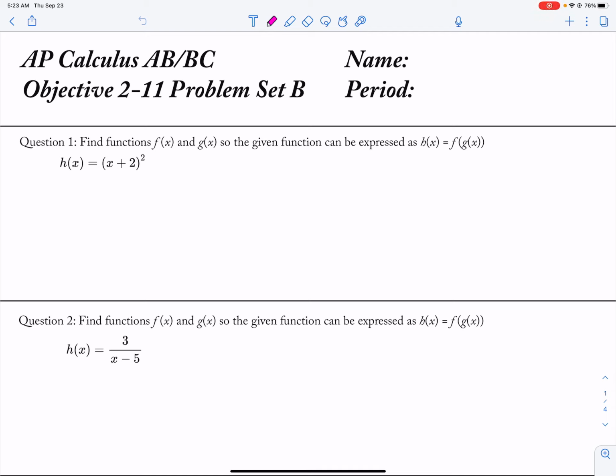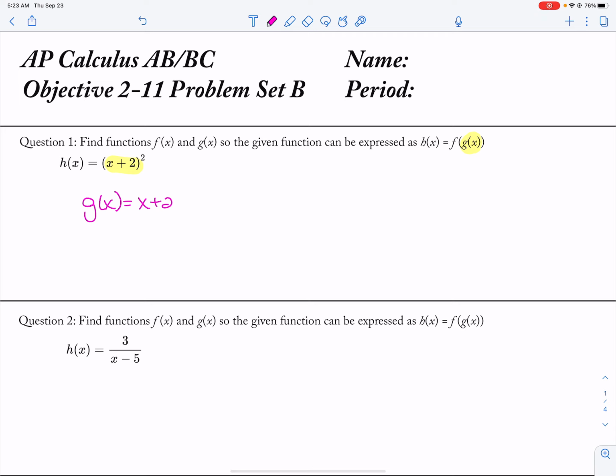Okay, now for this section, what I'm doing is I'm looking at the composition. So I'm looking at what the inside function is and what the outside function is. The inside function we're going to say is g of x, and the outside function is your f. So essentially, to pull this apart, my inside function is an x plus 2. So g of x is equal to x plus 2.